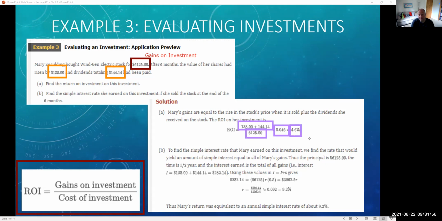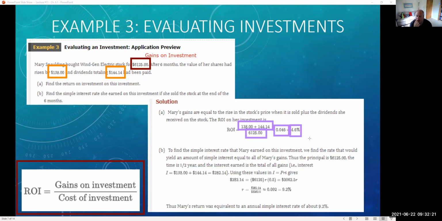All right, now, for part B, it says find the simple interest rate she earned on this investment if she sold the stock at the end of the 6 months. That's a pretty coded kind of question. And it might not be clear that what they're asking you to do is figure out what the rate would have been given all of this information, considering that the gains were acting as if they were the interest earned.